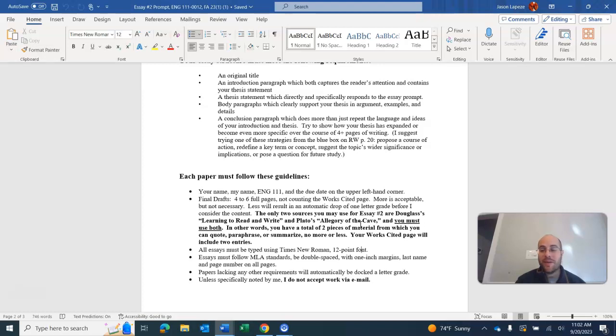This is a long-winded way of saying there should be no extended summary of the readings in your paper. You choose only what you need from Douglass, only what you need from Plato to support your own claims, and then you move on.